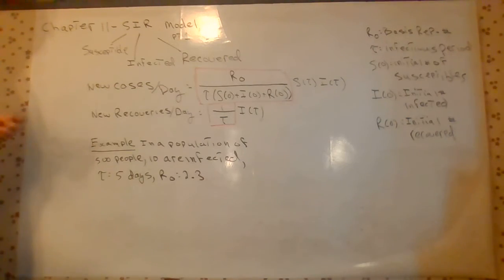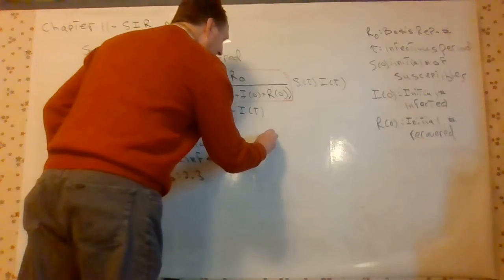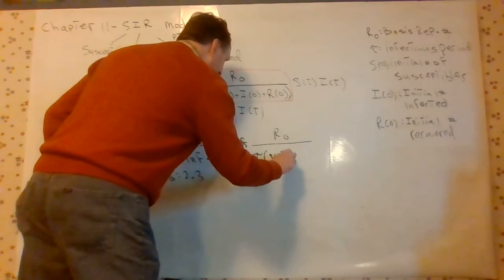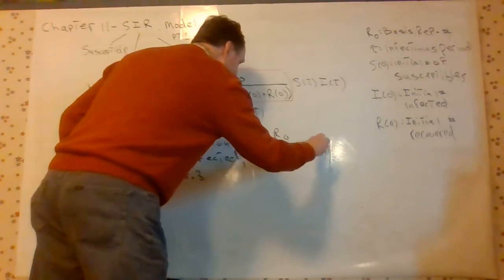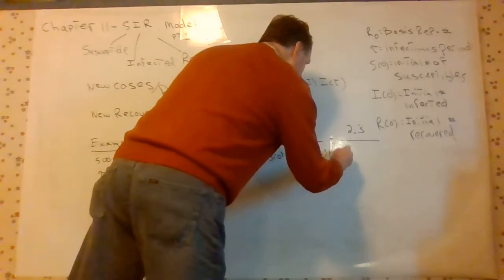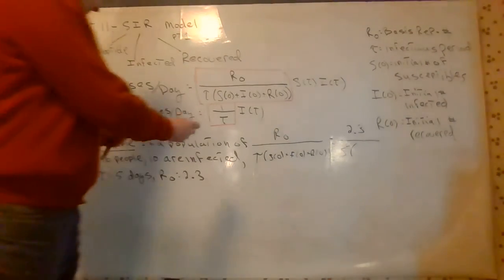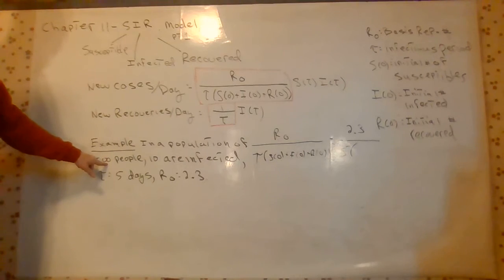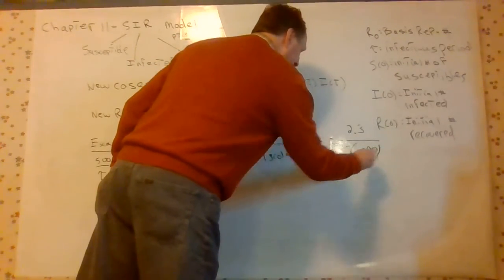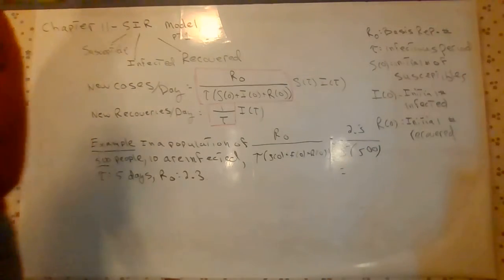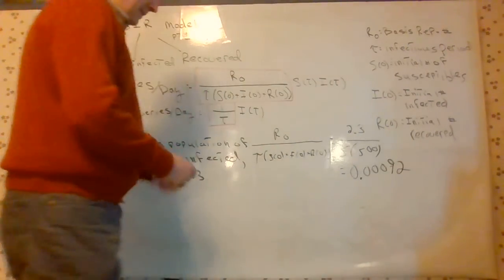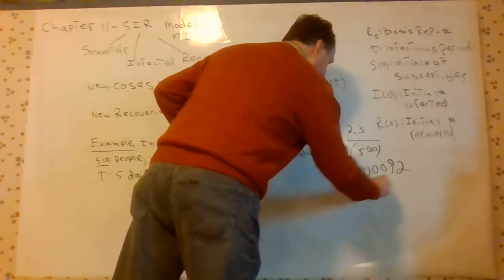So we're going to start at the beginning of our calculation. First of all, we're going to calculate this coefficient, R naught over tau times S of 0 plus I of 0 plus R of 0. That is 2.3 divided by 5 times, you can calculate these, in this case 10 are infected, 490 are susceptible, 0 are recovered. But you can just add that in here, 500. That's 2.3 divided by 2,500, which works out to be 0.00092. Okay, keep track of that coefficient, that's pretty important.